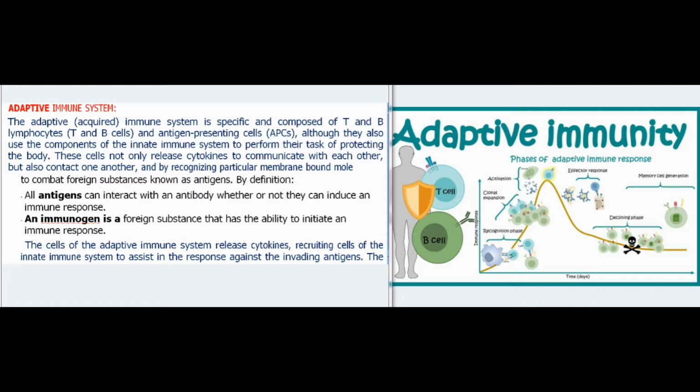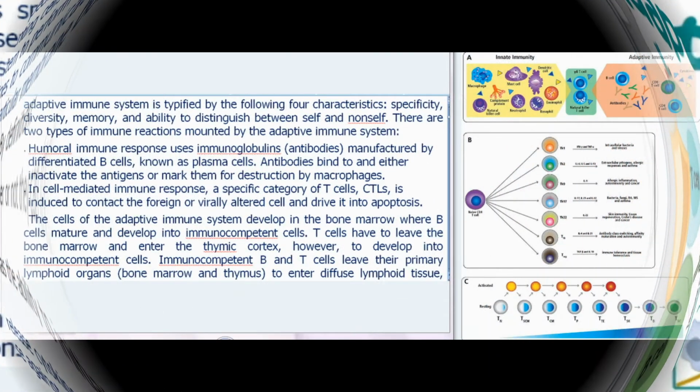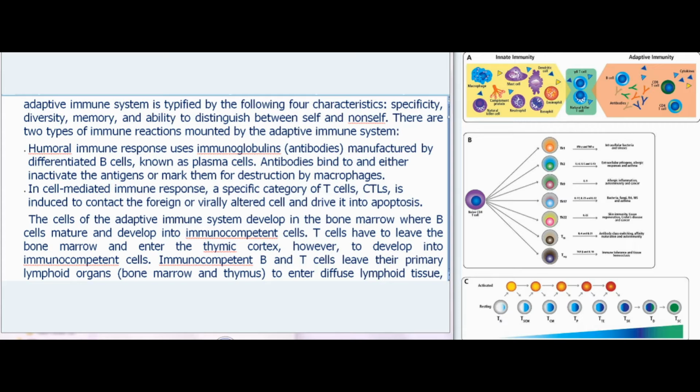An immunogen is a foreign substance that has the ability to initiate an immune response. The cells of the adaptive immune system release cytokines, recruiting cells of the innate immune system to assist in the response against the invading antigens. The adaptive immune system is typified by the following four characteristics: specificity, diversity, memory, and ability to distinguish between self and non-self. There are two types of immune reactions mounted by the adaptive immune system.